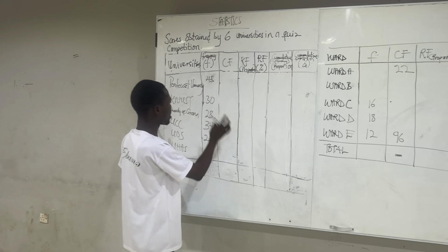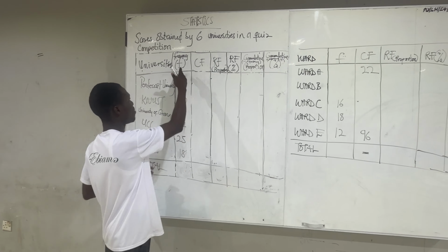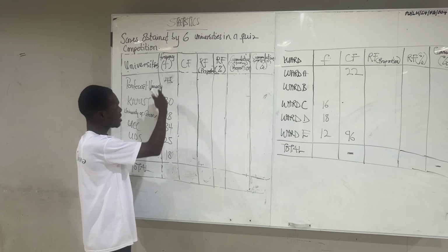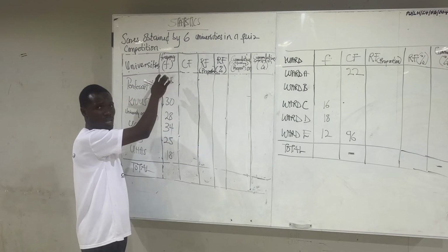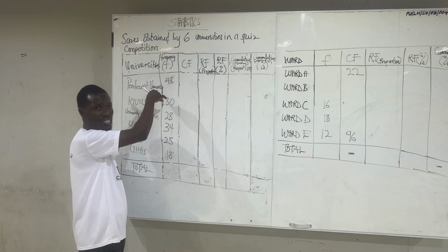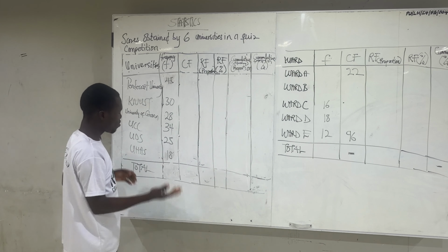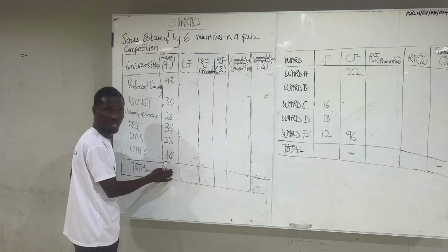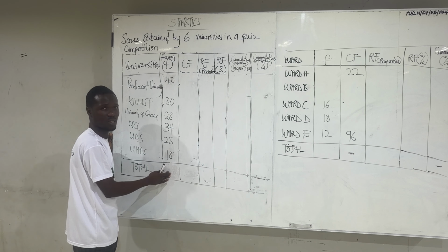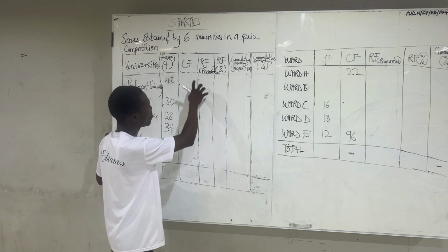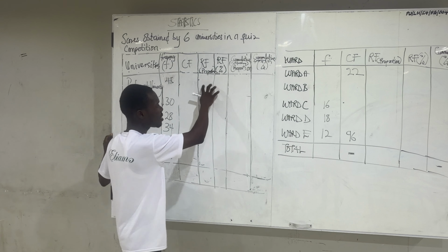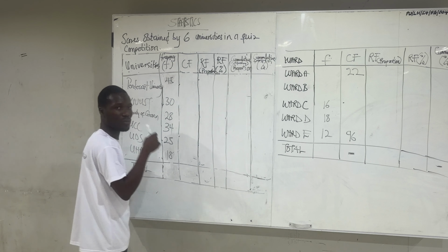Okay, so this table, if you look at it carefully, we have frequencies that have been given. This frequency represents the scores obtained by the universities. And you could see that we don't have the total frequency over here. That is missing. And all these spaces here, we have to fill them.